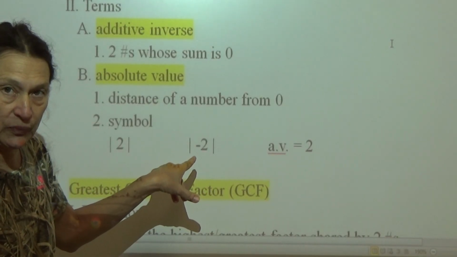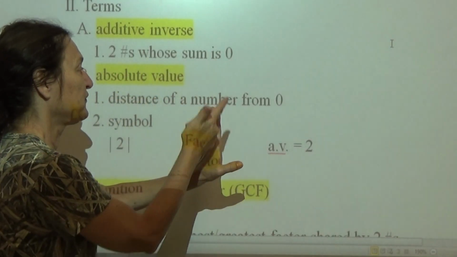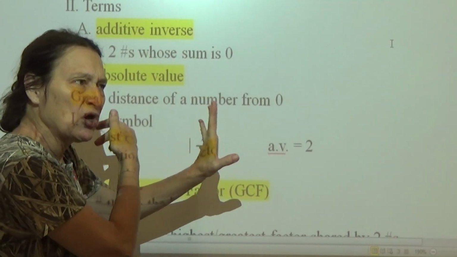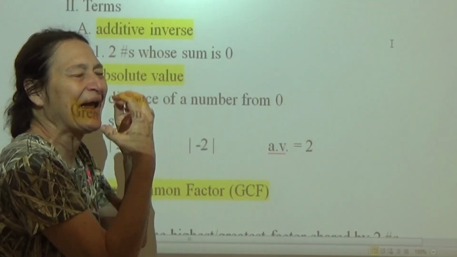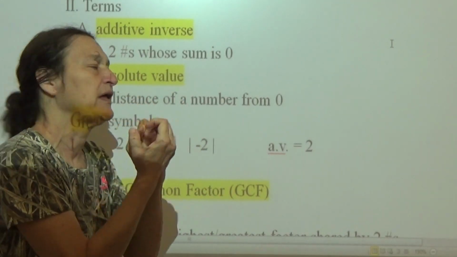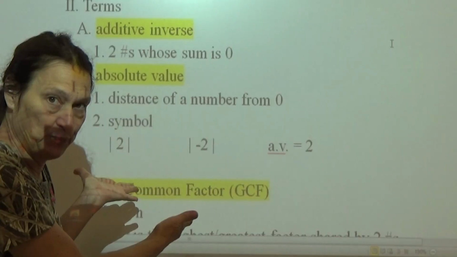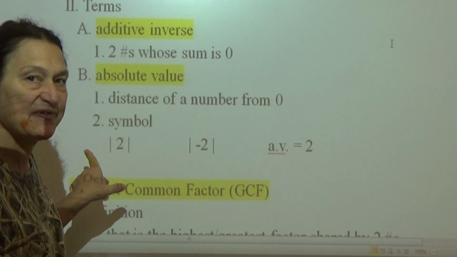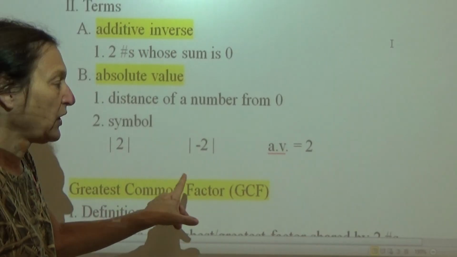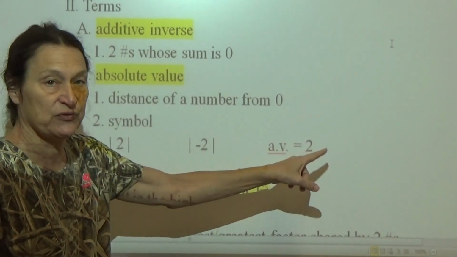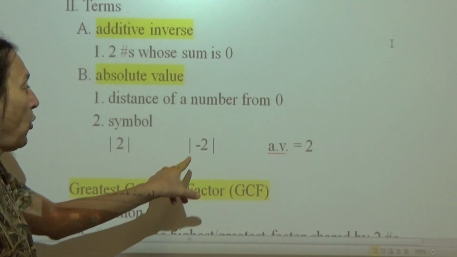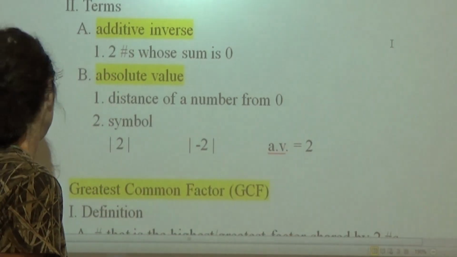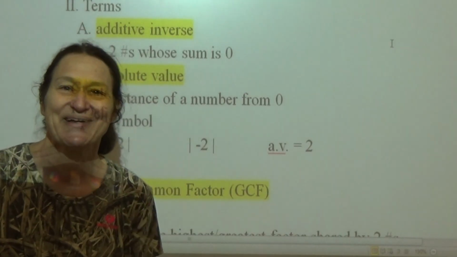-2 is also 2 steps from 0, just in the opposite direction. So the true or absolute value of it is going to be 2. These bars mean absolute value. So whether it's 2 or negative 2, the absolute value is going to equal 2. And that's lesson 2.